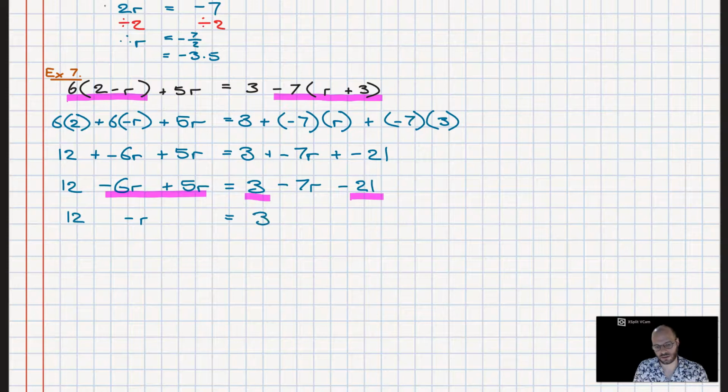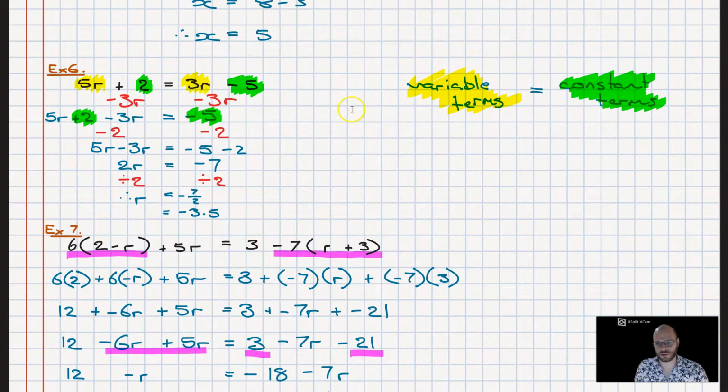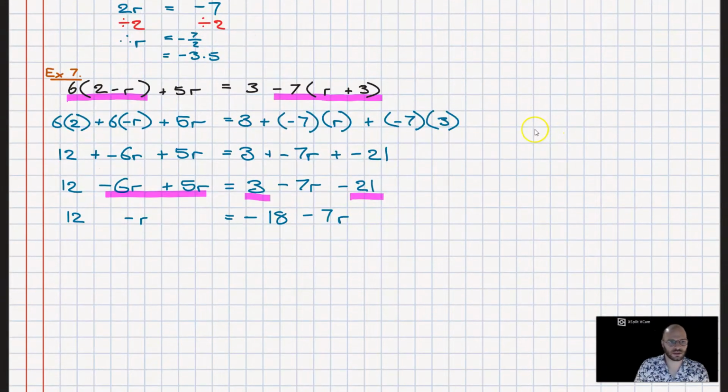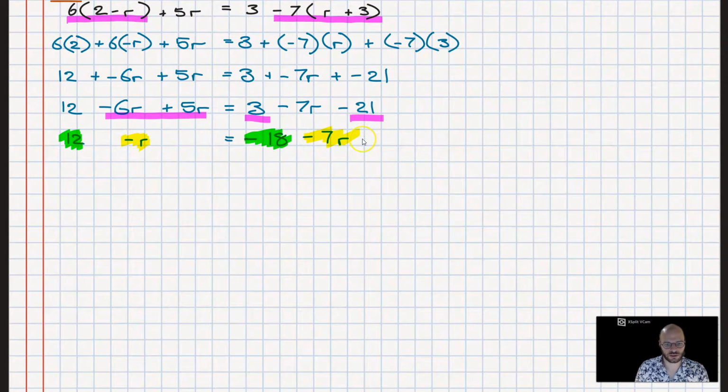Then we've got 3 minus 21. That's minus 18 minus 7r. Alright, now we've got to go variable terms to the left, constant terms to the right. Our variable terms are here and here. Our constant terms are here and here. Variable terms first. The negative 7r has to go. So we're going to go plus 7r. If we do that to the right, we do it to the left. Therefore, minus 18 here, 12 minus r plus 7r.